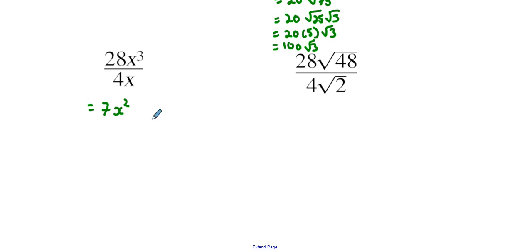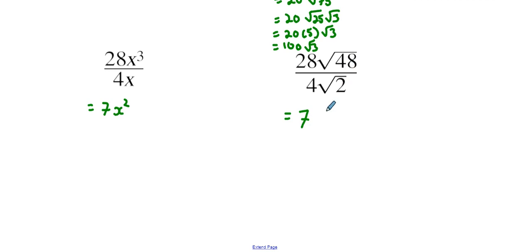And again, there's nothing more I can do in that example. But notice again, we divided the coefficients and we divided the variable piece. So when we divide radicals, it's going to be the same process. We're going to divide the coefficients, and then we're going to divide the radical.